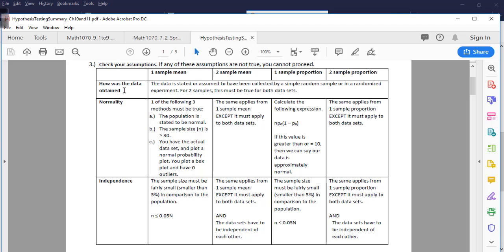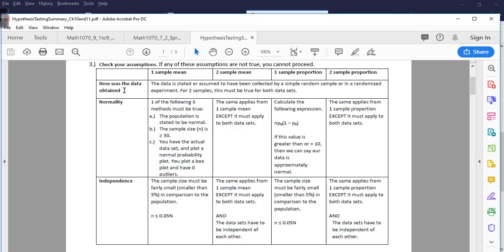Next, we want to check for normality. Is the shape of your distribution approximately normal? This is called parametric testing. There are lots of other methods that you use if your data is not bell-shaped or if it's not close to bell-shaped, but that's going to be in a second or third level statistics class. Our focus is only on normal distributions.